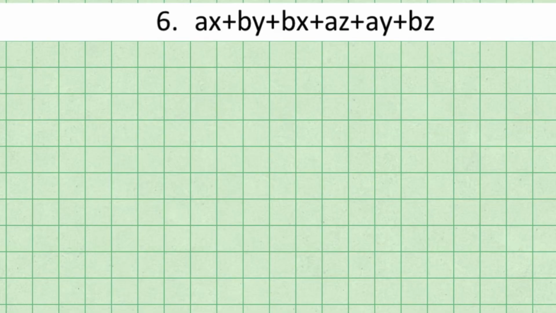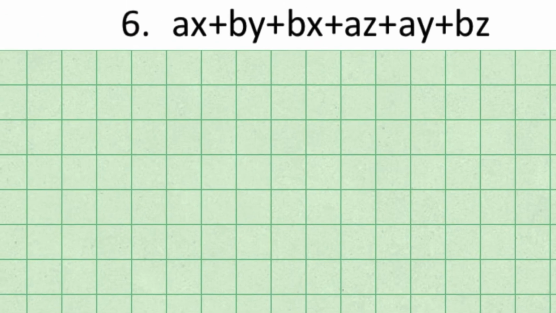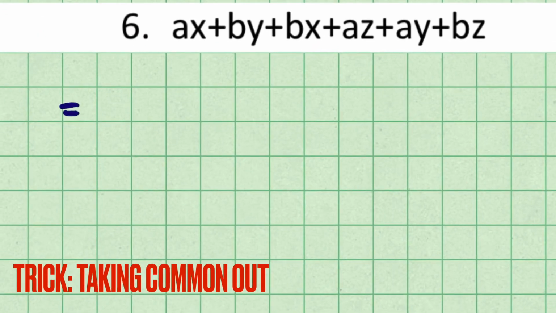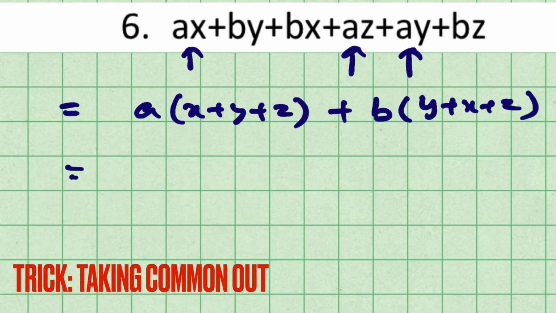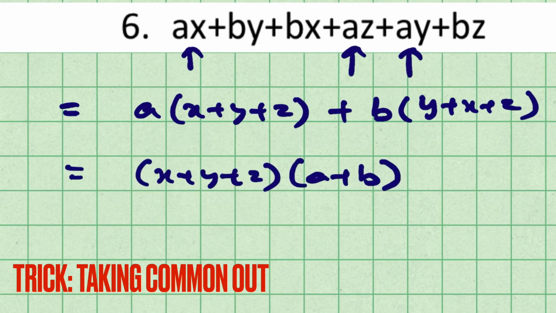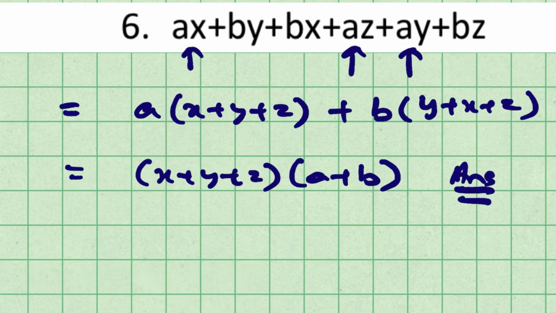Easy? Alright, let's start with question number 6. Does it look scary? But nothing is there in this question. Let's see. I notice there is an ax term, there is an az term, and then there is an ay term. So let's collect all the a's together. So we'll get (x + y + z). Similarly, if I collect all the b's, I'll be left with (y + x + z). That's it. We can take (x + y + z) common. We'll be left with (x + y + z)(a + b). That is the answer. Easy.